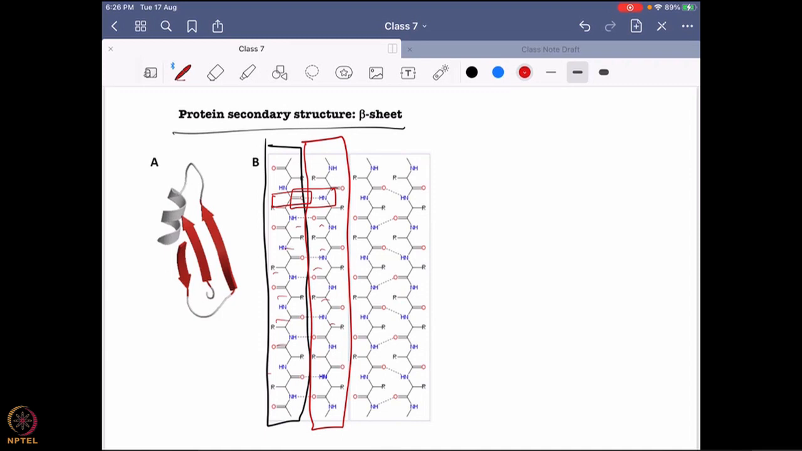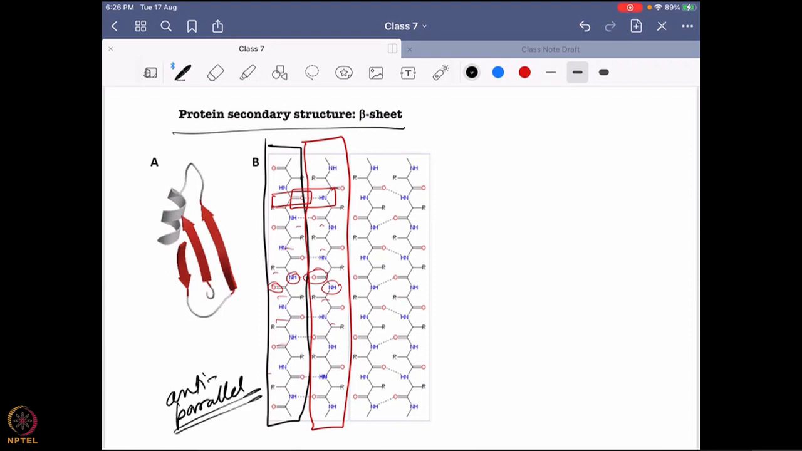However, over here you can see the orientations of these two chains are exactly opposite to each other. Over here you can see the NH is in the middle, O is outside. And over here you can see O is inside, NH is outside. So they are actually oppositely oriented. So that is why this is known as an anti-parallel chain.